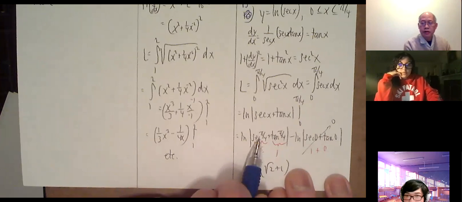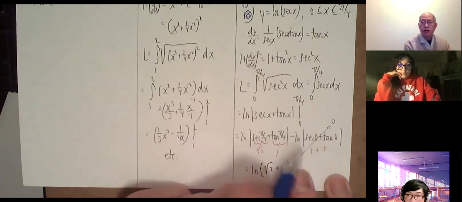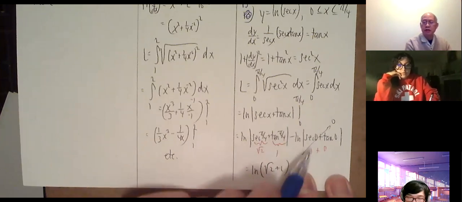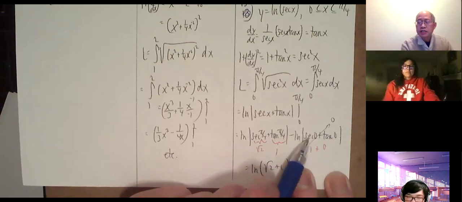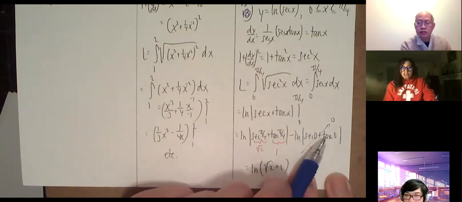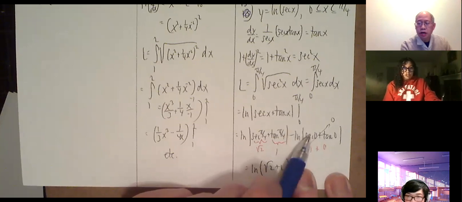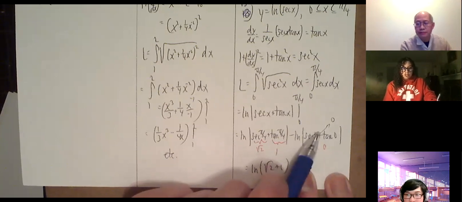Okay, plug in pi over 4 here, here, here, and here. Believe it or not, this all comes out to be 0. Let's see. Secant of 0. Secant is the reciprocal of the cosine. What's the cosine of 0? 1. The tangent of 0 is 0. 1 plus 0 is 1. So I'm taking the natural log of absolute value of 1. Absolute value of 1 is 1. And ln of 1 is 0. So forget about that.